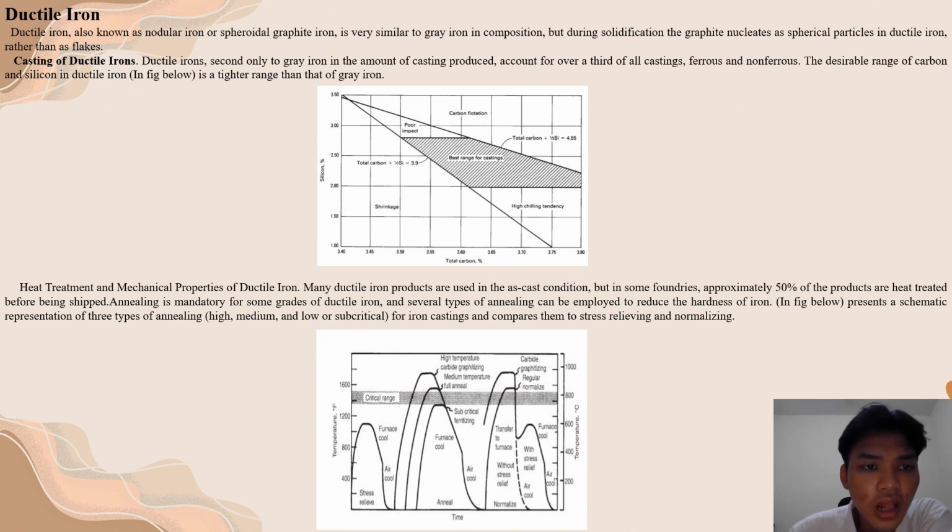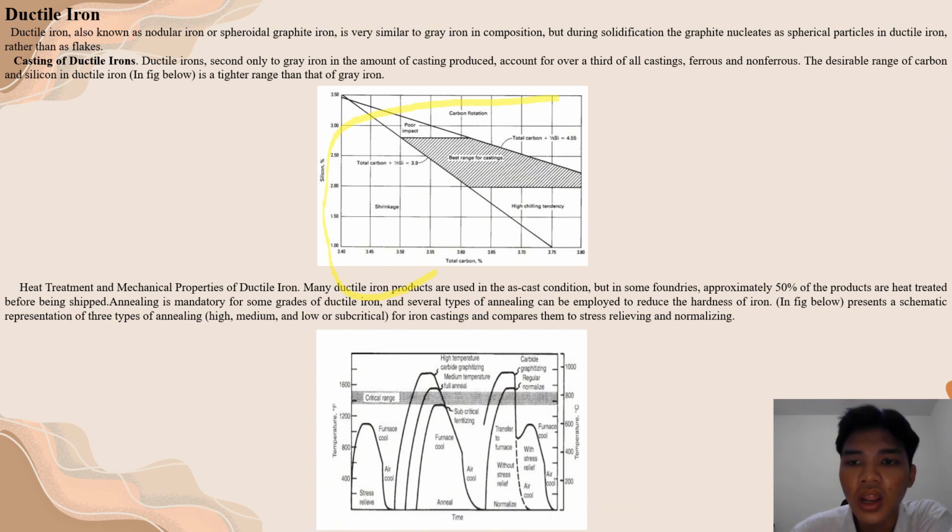Ductile iron, also known as nodular iron or spheroidal graphite iron, is very similar to gray iron in composition, but during solidification the graphite nucleates and separates as particles in ductile iron rather than as flakes. Castings of ductile irons: ductile iron is second only to gray iron in the amount of casting produced, accounting for over a third of all castings.